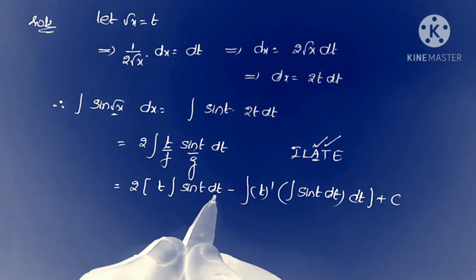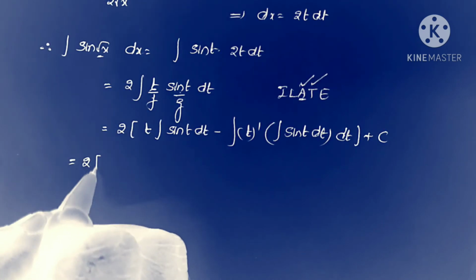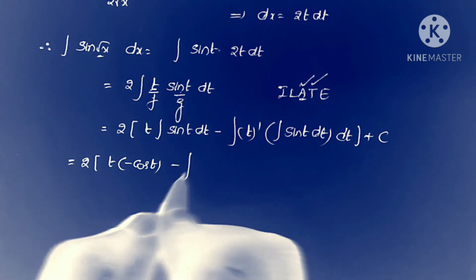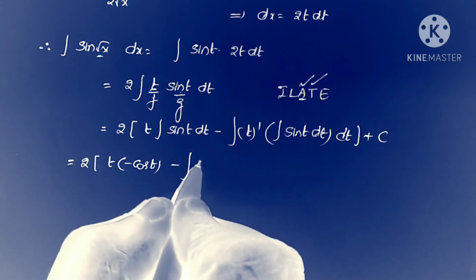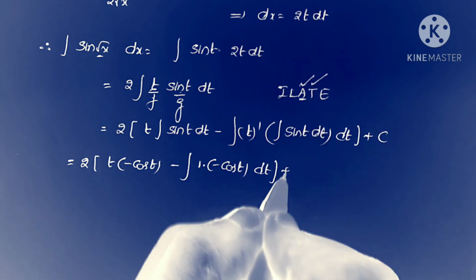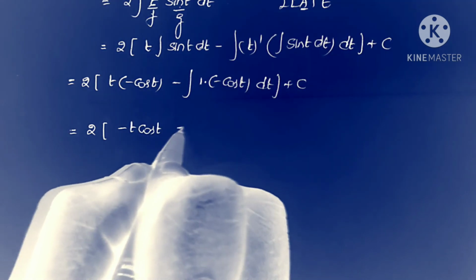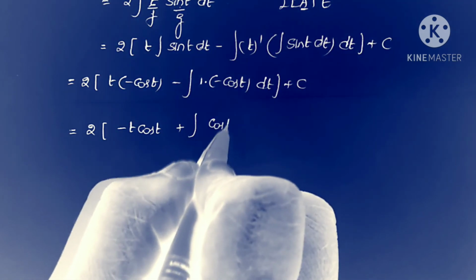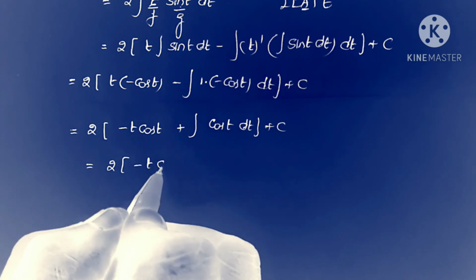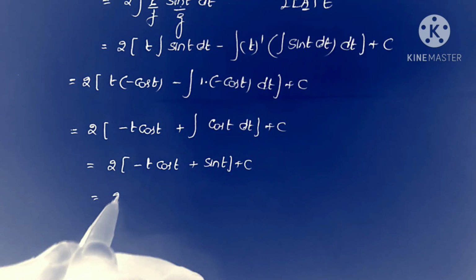Here we take dt, not dx, since the total function is in terms of t. So we take dt here, and this is equals to 2 into t into integral sin t, that is minus cos t, minus integral t dash, t derivative 1 into integral sin t, minus cos t into dt plus c, and this is equals to 2 into minus t cos t, minus of minus becomes plus, integral cos t into dt plus c, and this is equals to 2 into minus t cos t plus integral cos t integration sin t plus c, and replacing t value here.